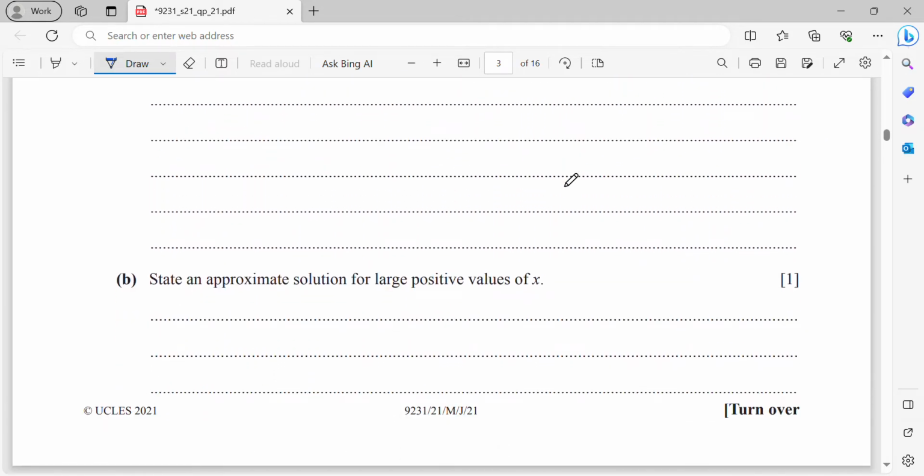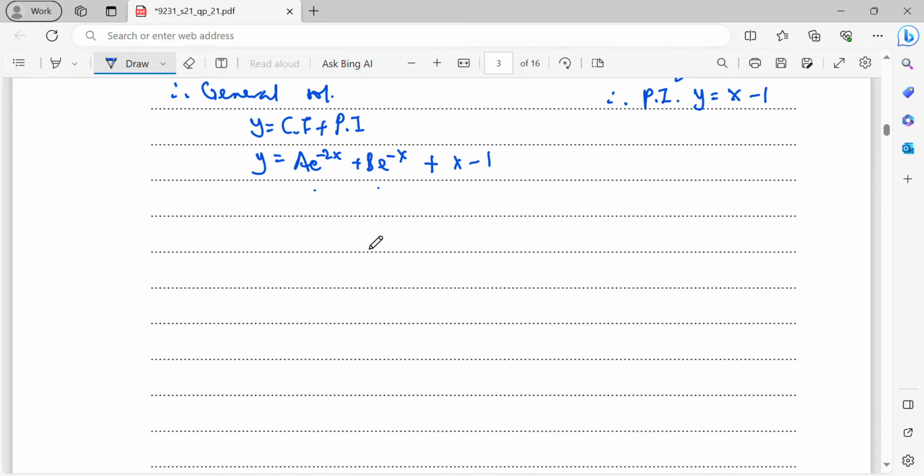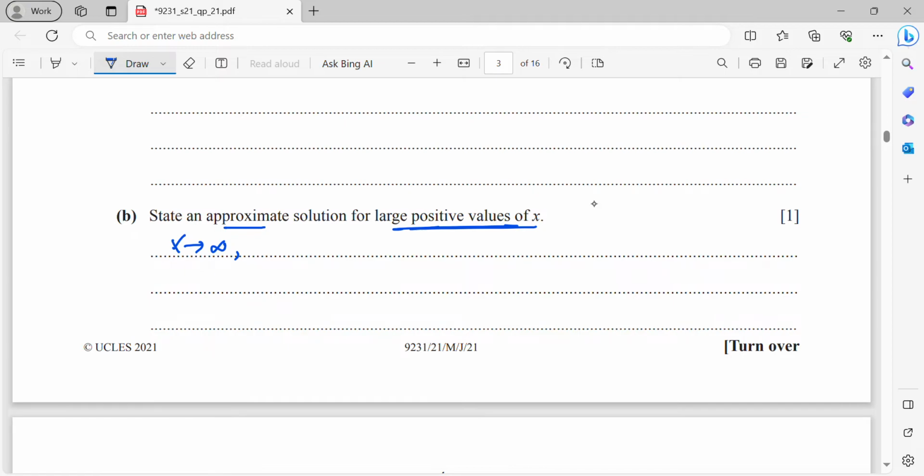Right? So now B, state an approximate solution for large positive values of x. So large positive values of x means x tends to infinity. Okay, so now when x tends to infinity, I need to find out the values for e^(-2x) and e^(-x). So now e^(-x) is basically 1 over e^x. So when x is a huge number, e^x becomes a huge number. So 1 divided by a huge number tends to 0. Same goes for e^(-2x), so it will also tend to 0.